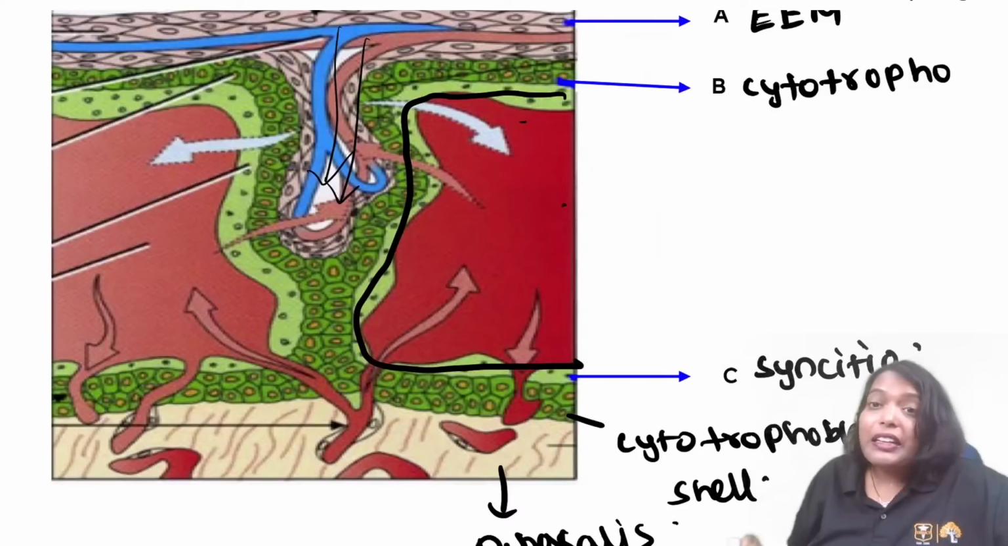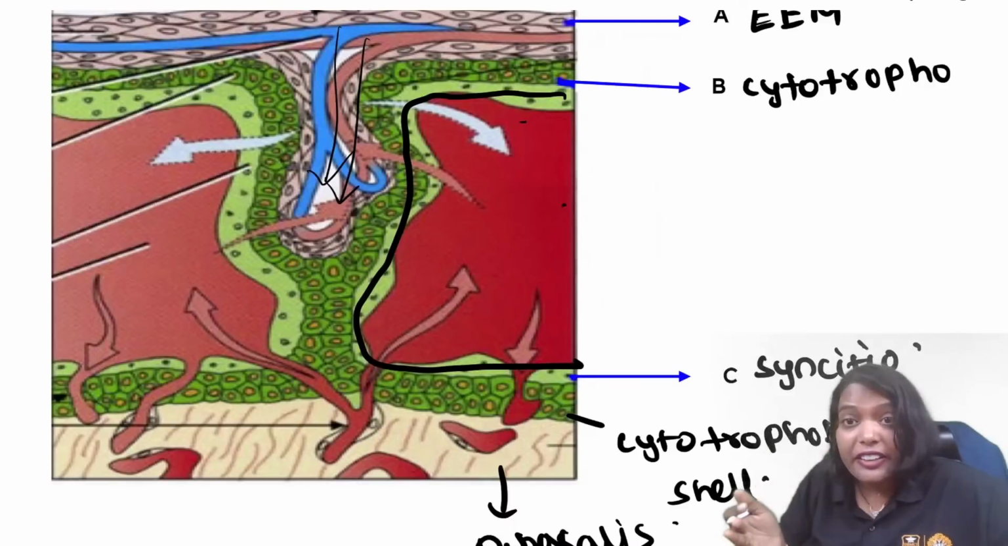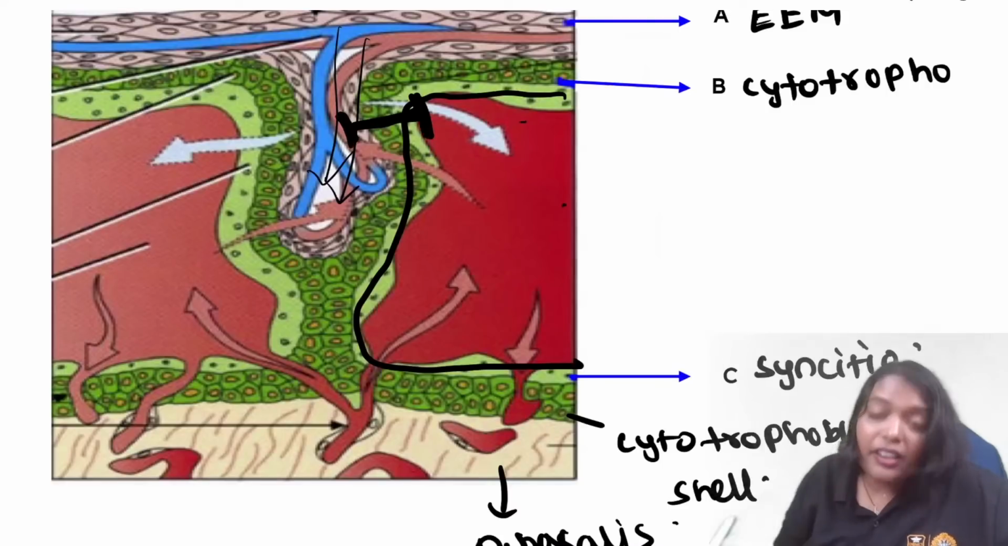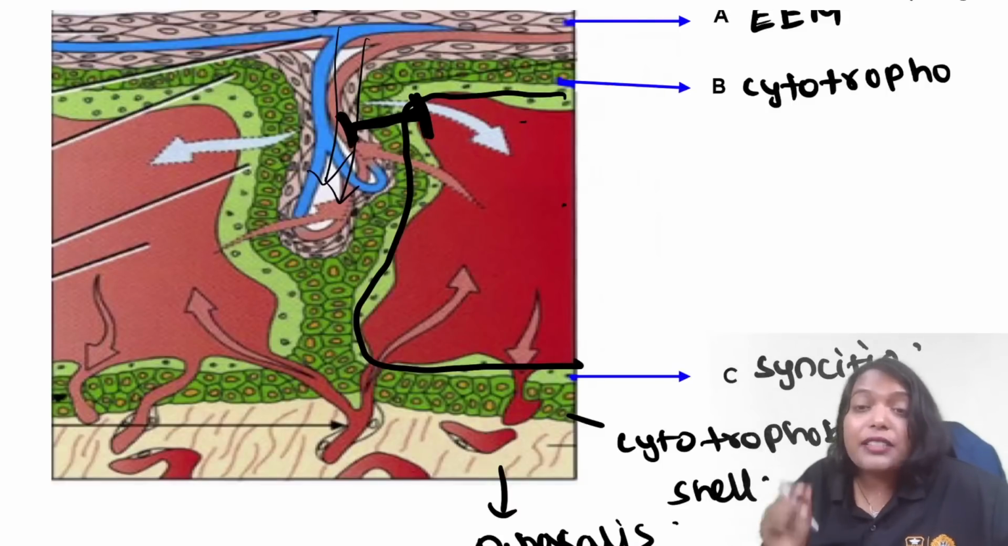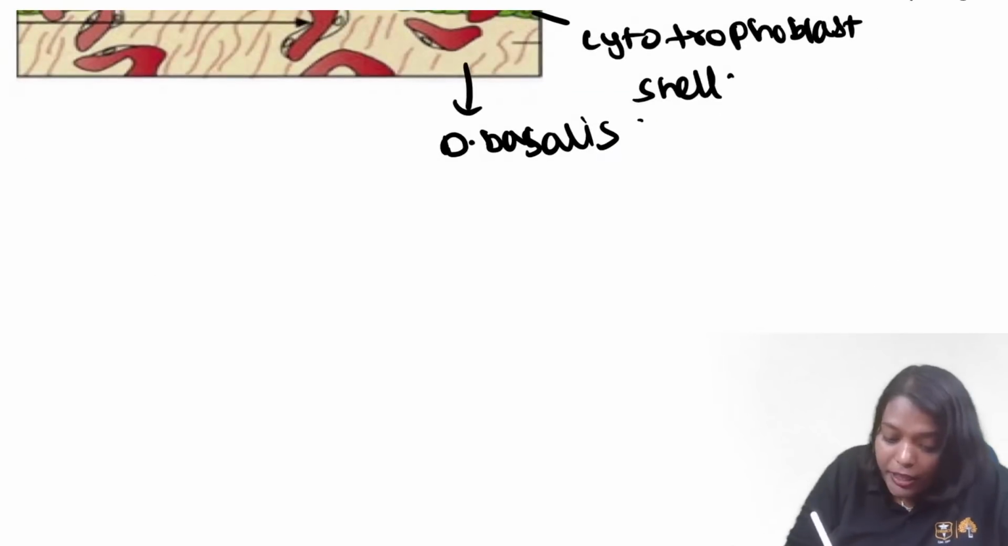So there is no mixing of blood between the maternal and fetal. This is the layer which is preventing the mixing of blood between fetus and mother. This layer is called the placental barrier, or also the placental membrane. So what are all the layers which form the placental barrier or placental membrane?